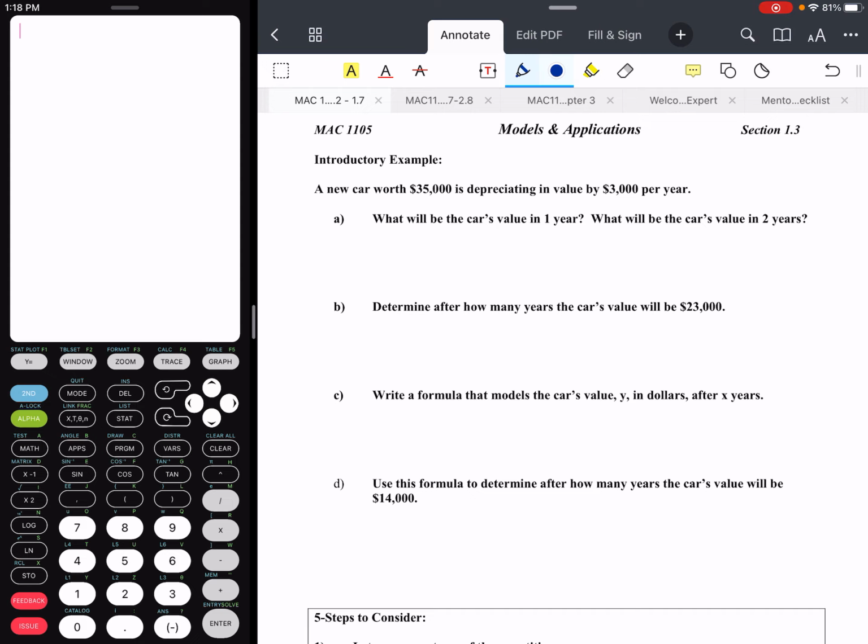All right, so in this intro example, it says a new car worth $35,000 is depreciating in value by $3,000 per year.